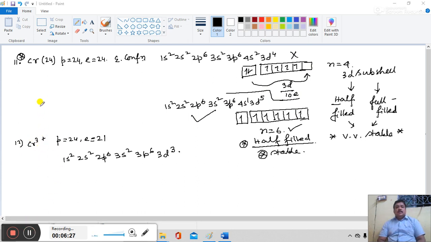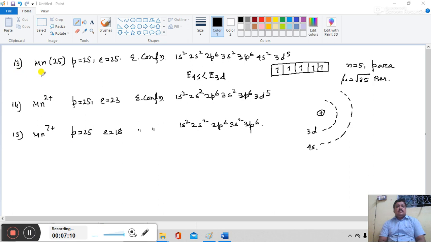In Cr3+ cation, when a chromium atom releases 3 electrons from its outermost subshell, it converts to Cr3+ cation. In chromium, the outermost subshell is 4s. It contains 1 electron, so 4s releases its 1 electron. In the absence of 4s, the outermost subshell is 3d. It contains 5 electrons. From here, 2 electrons release. So the actual electronic configuration of Cr3+ is 1s2 2s2 2p6 3s2 3p6 3d3.